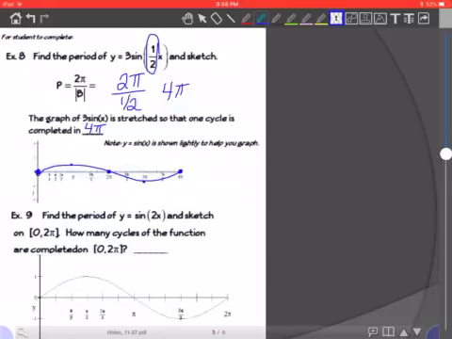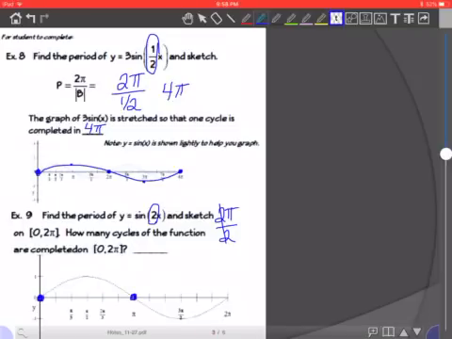Find the period of y equals sine 2x and sketch it from 0 to 2 pi. So here our b value is 2. So to find the period, I do 2 pi divided by 2. The 2's cancel out, and my period for this graph is pi, which means between 0 and pi, we're going to make one full cycle.